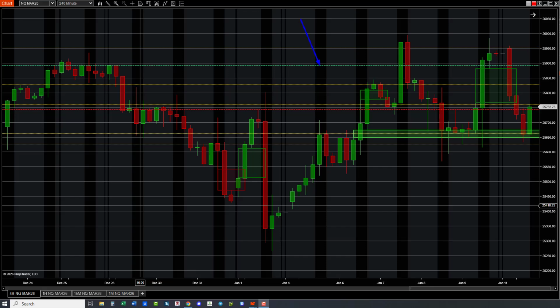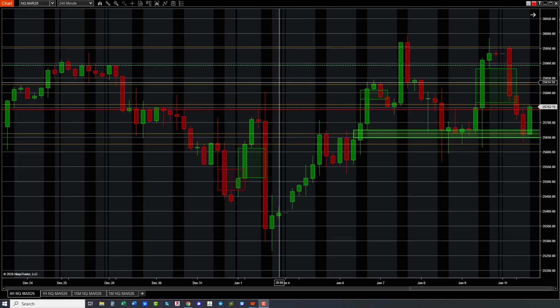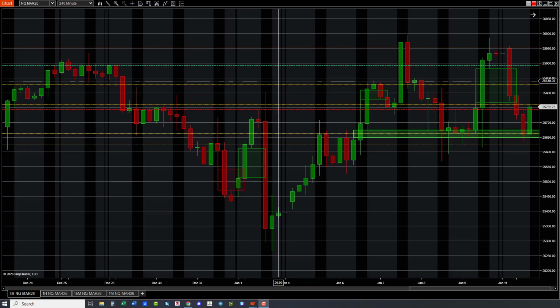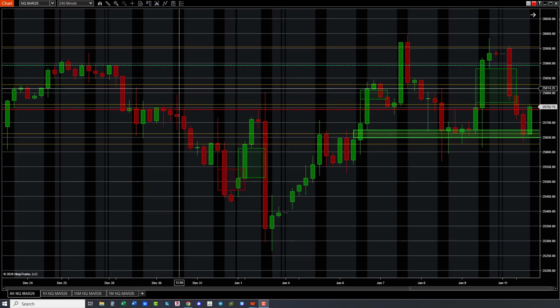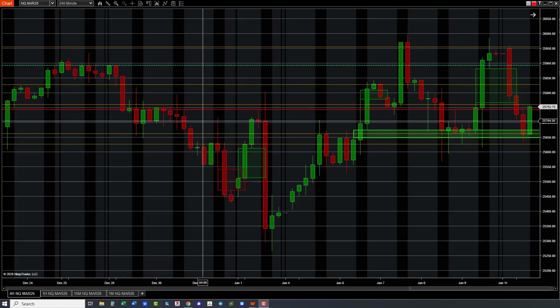This is the 15-minute opening range high of the day, and the 15-minute opening range low of the day. And then these golden lines are points of interest on a volume footprint chart, and I'll show you on the 15-minute chart down here. So this is the 4-hour chart.